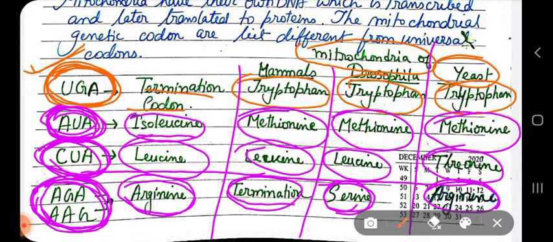So in this way you can see how the genetic code is a bit different for the mitochondrial codons, from the DNA found within the mitochondria. They also have DNA and they also get translated to form proteins, but the codons are different from the universally accepted codons. Okay.